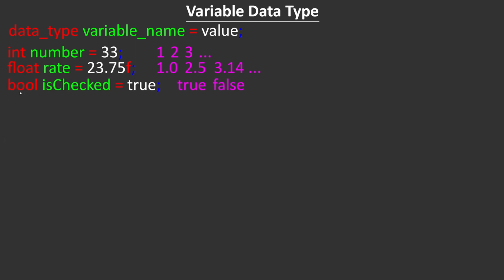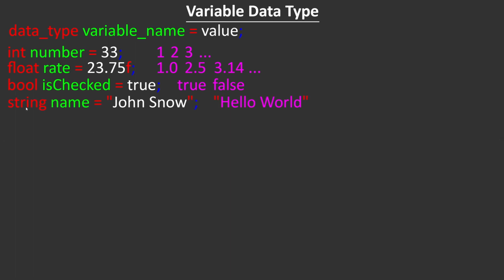23.75. Bool is short for Boolean. It takes true or false as a value. For example, bool isChecked equal true semicolon. Here we have a variable of type bool or boolean. The name of the variable is isChecked, and the value assigned to it is true.